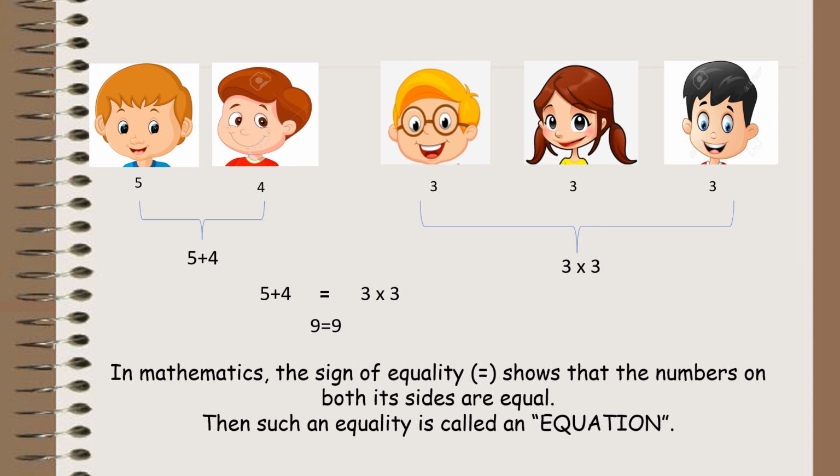Now, before beginning, let's have an activity. Suppose you are playing with your friends with some marbles. While playing, the first person A scored 5 marbles. The second person scored 4 marbles. So, they are in one group. Now, in the second group, we have 3 children. The first one, C, scored 3 marbles. D scored 3 marbles. E again scored 3 marbles.